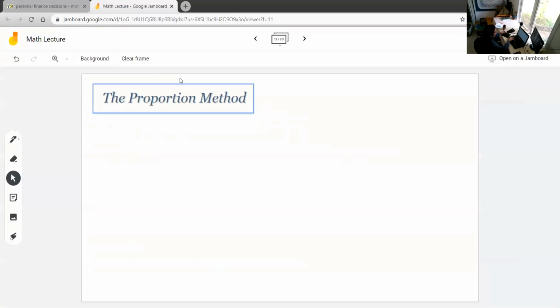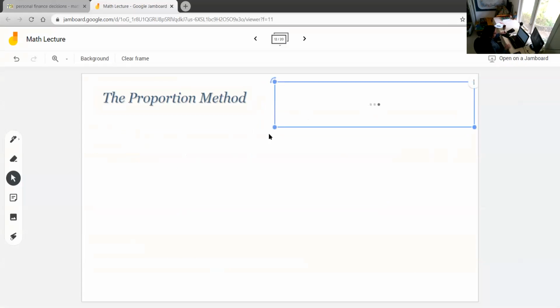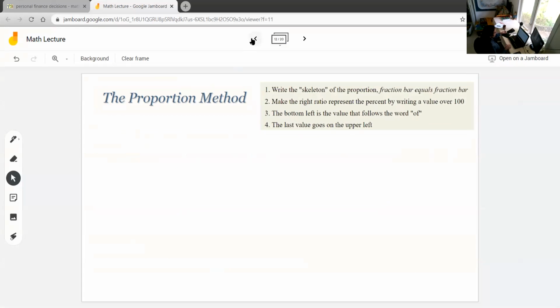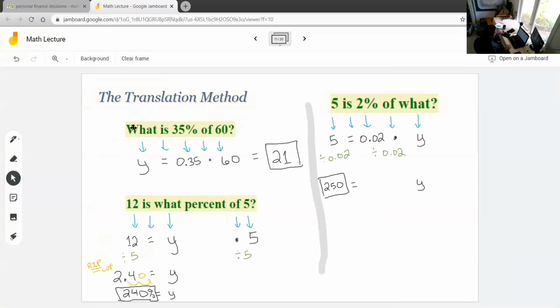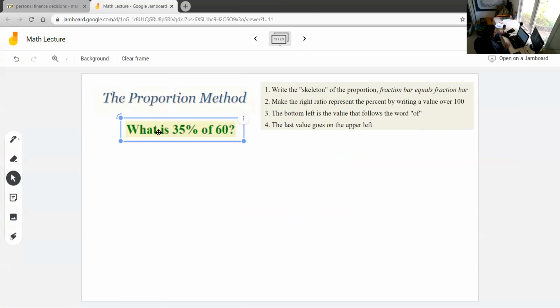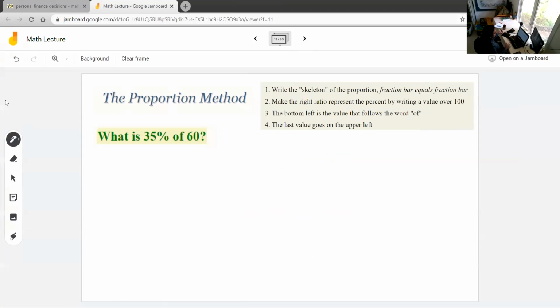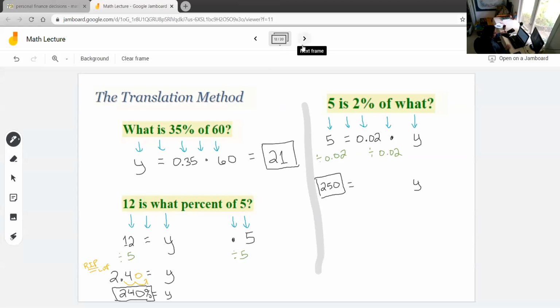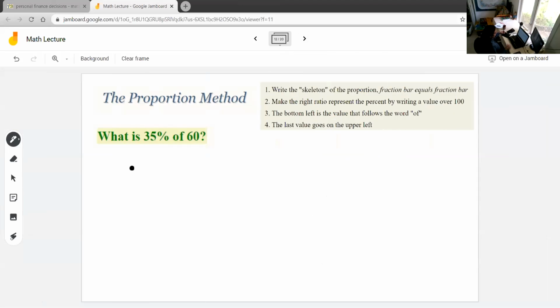So the proportion method has 4 steps that if I were to try to read them out loud to you would confuse you. So I'm just going to do it and you can see it that way. So step 1 for the proportion method, same problem as before. We know the answer will be 21. Step 1 is to write fraction bar equals fraction bar. Kind of the skeleton of our proportion.